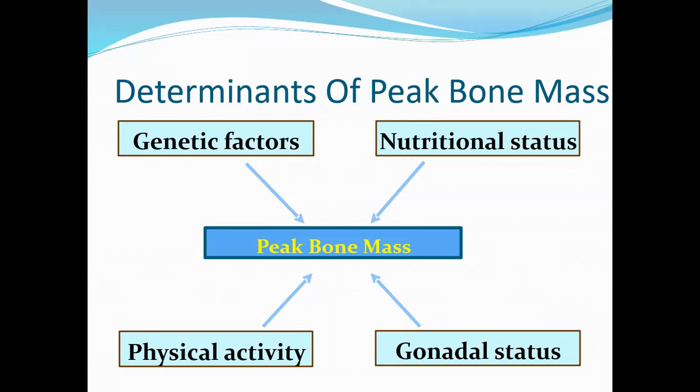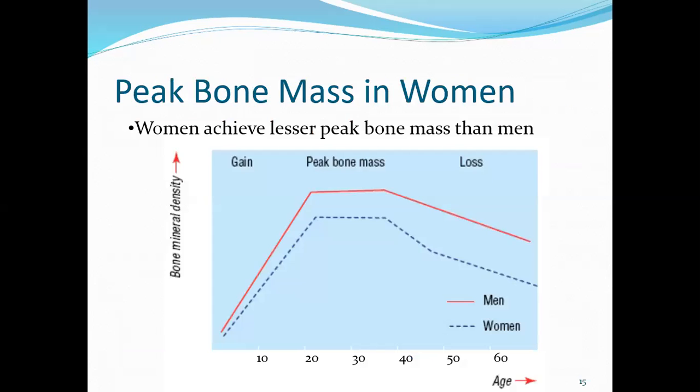Then physical activity. Some persons perform different types of activity, such as soldiers. In this case, the physical activity is more, so the peak bone mass is more, because soldiers are hard-working and toughest persons, so they can fight each other because of the physical activity. Then gonadal status is also one of the important factors on which the peak bone mass depends.